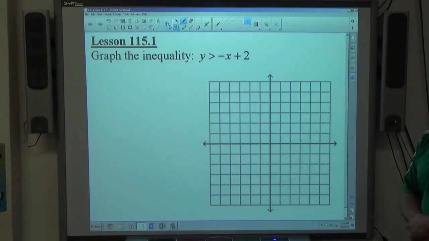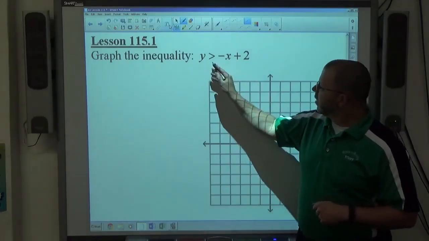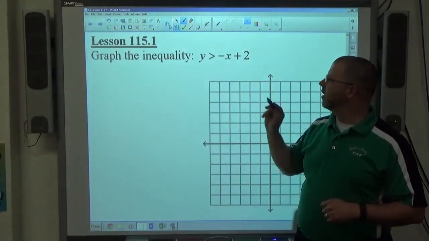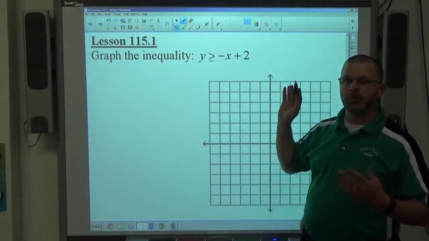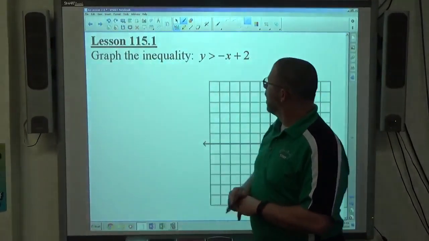Today we're going to graph linear inequalities. We've graphed inequalities on a number line, and now we're going to graph inequalities on a Cartesian coordinate system. What I want to get across with this problem is that there are two types of inequality structures: the greater than or less than symbol, and the greater than or equal to or less than or equal to symbol. This one, of course, just has a greater than symbol on it.